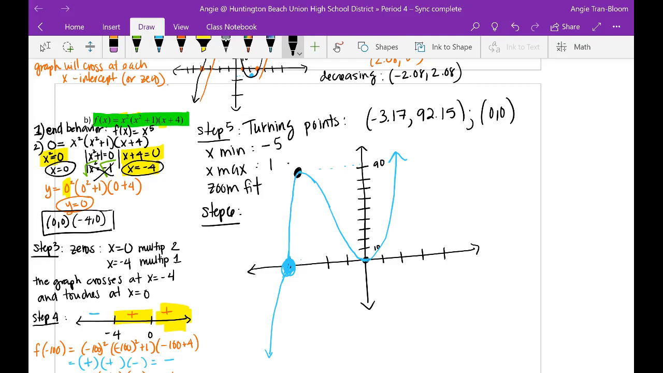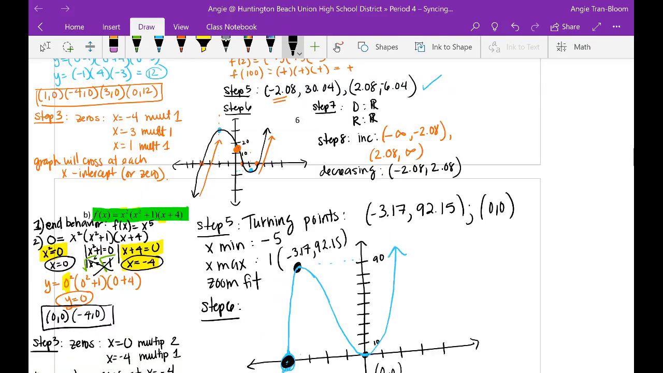Okay. I have 2 turning points. One is right here, -3.17, comma, 92.15. And then the other turning point is 0, 0. It happens to be my x-intercept and it happens to be my y-intercept. This dot right here, I'm making it fat because the scaling is so different that it's not going to line up. But look, it looks pretty good.